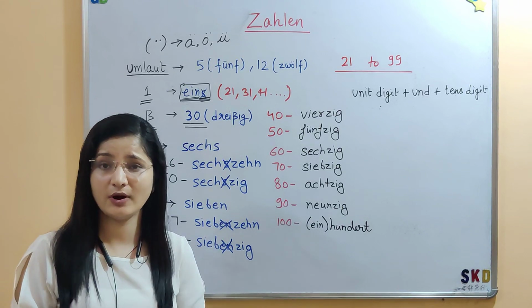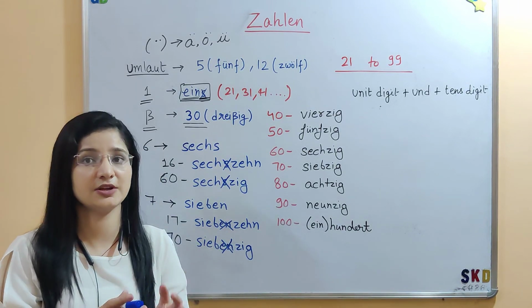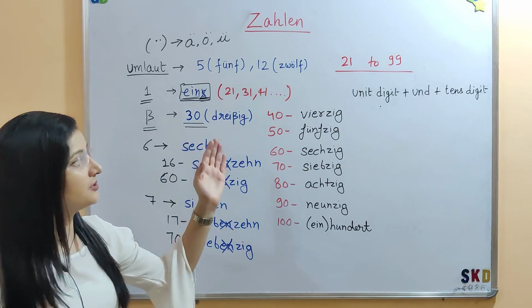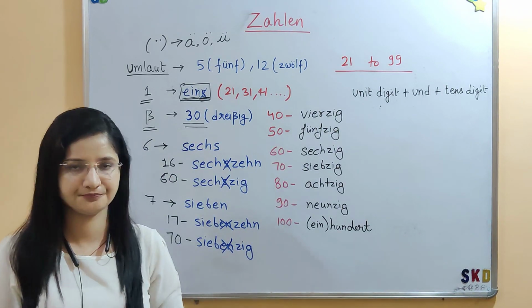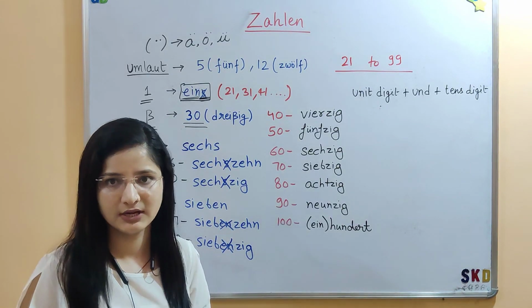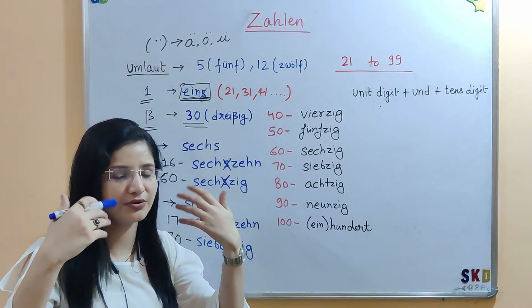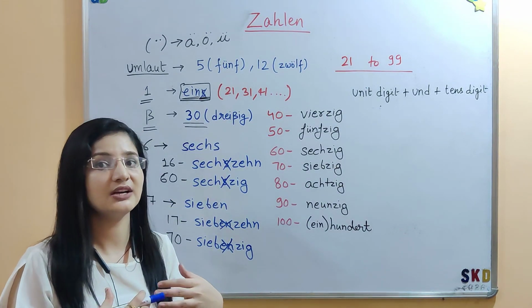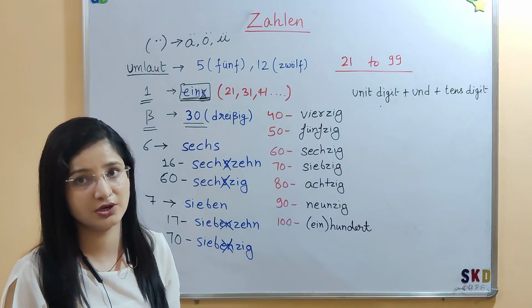In my previous video, I discussed numbers in German from 1 to 20. In today's video, we will be discussing numbers from 21 to 100. So let's start. Before starting numbers from 21 to 100, let us see some basic rules which we should remember when we are dealing with numbers in German.